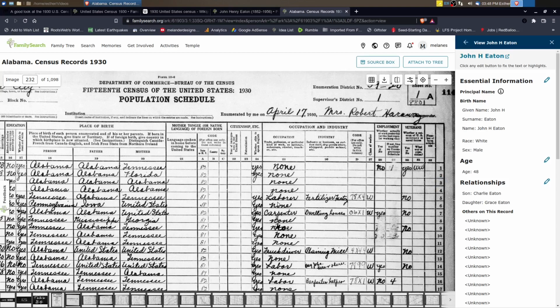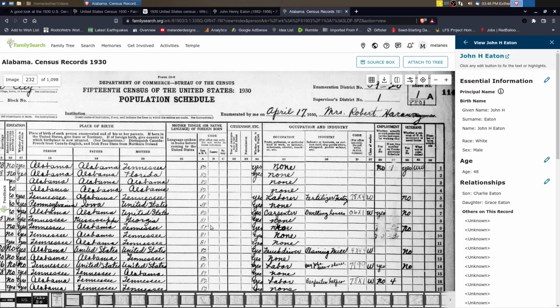And then his son is working as a laborer at the fertilizer factory. And the question is, were you employed? And John Henry says yes. His son doesn't have an answer here, but probably he was working. And then neither of them were veterans. Interesting change in occupation here: John Henry had worked at a sawmill, then he worked as farming, and now he's working as a carpenter.